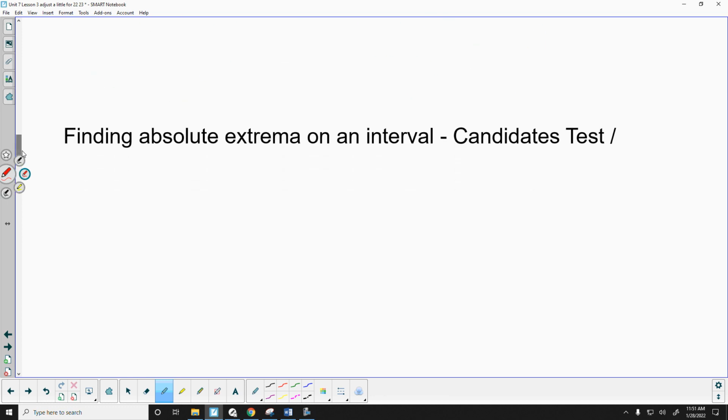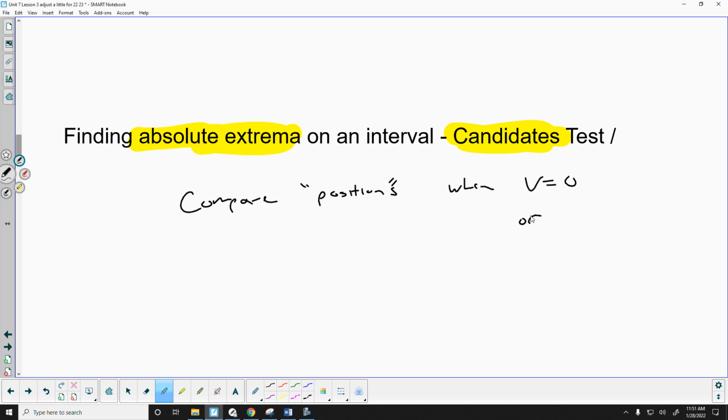Okay? Now, what the extreme value theorem says is, hey, you want to find overall maxes and mins, compare your candidates. Compare what essentially we were talking about, our position values when we change direction and our endpoint.